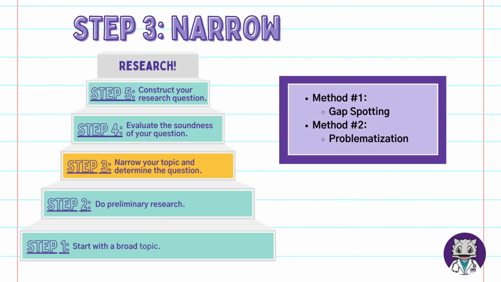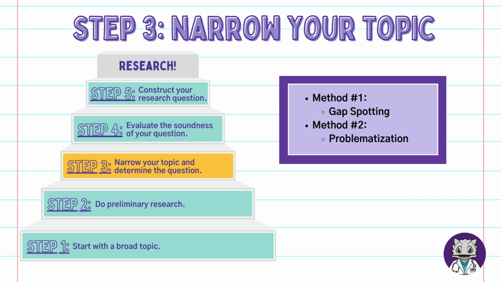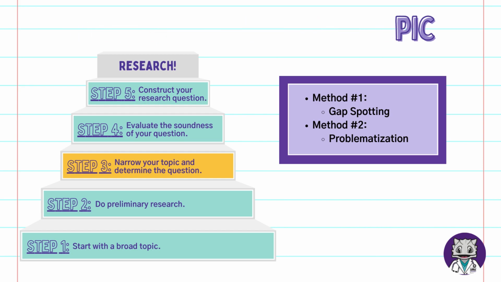Step 3 is narrowing down your topic and determining your research question. There are two ways to do this. The first way is by gap spotting, where you construct research questions out of identified limitations in literature and overlooked areas of study. The second way of doing this is by problematization, or by challenging assumptions that support others' conclusions and the researcher's theoretical questions, and constructing research questions that challenge your views or knowledge of the area of study.